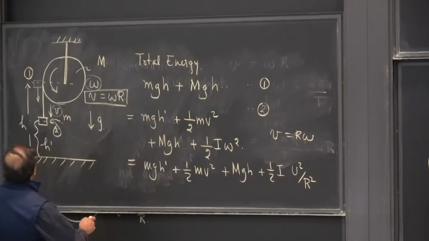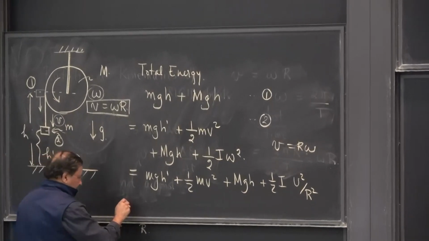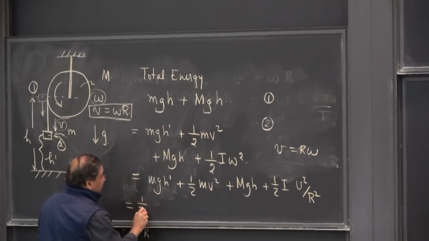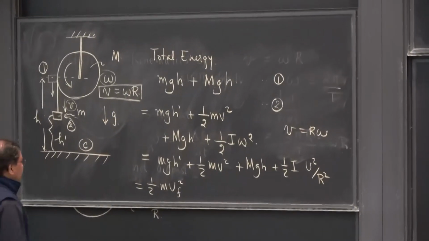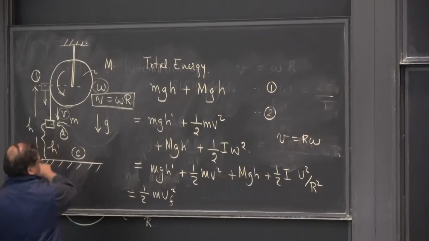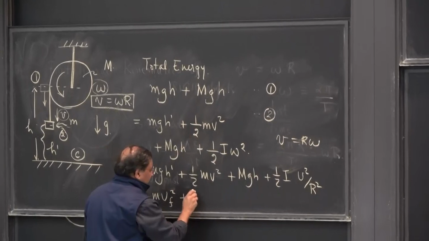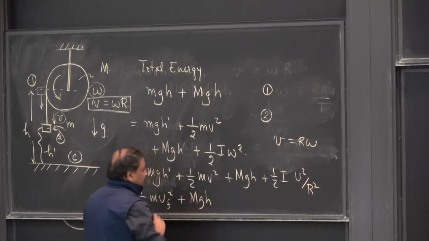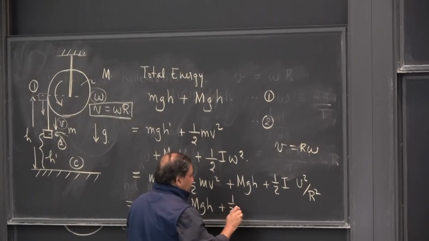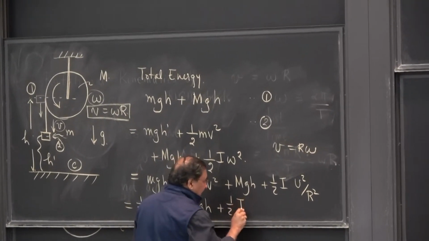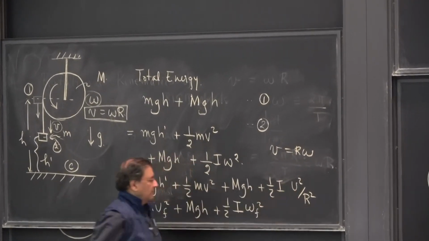And it turns out that at position C, just as this mass is about to hit the ground, the total energy would be 1/2 mv final squared. It's a different velocity now. Velocity is going up. Its potential energy is gone because it's at zero height. The potential energy of the actual disk itself remains, and the disk also keeps turning, but now it attains its highest angular speed. So 1/2 I omega final squared, which is same as v final squared over r squared.